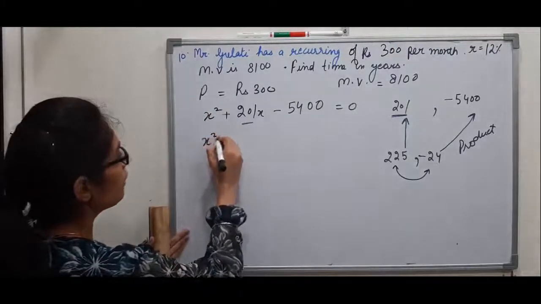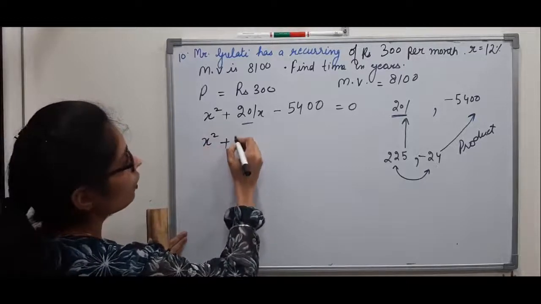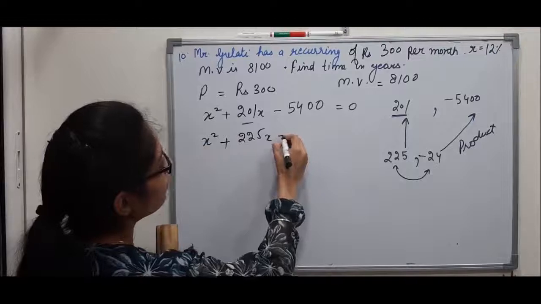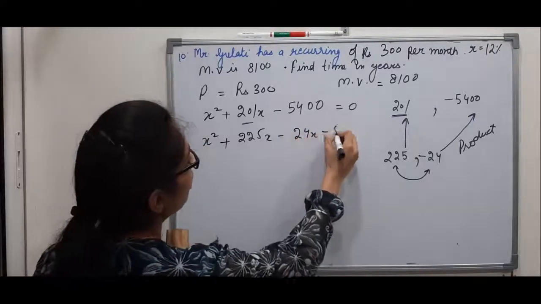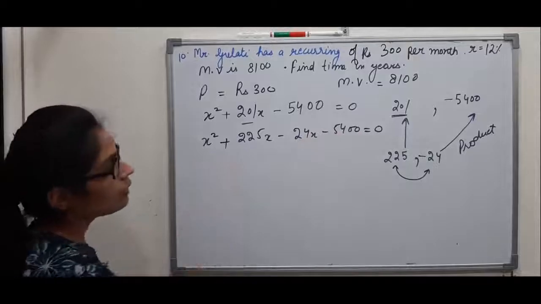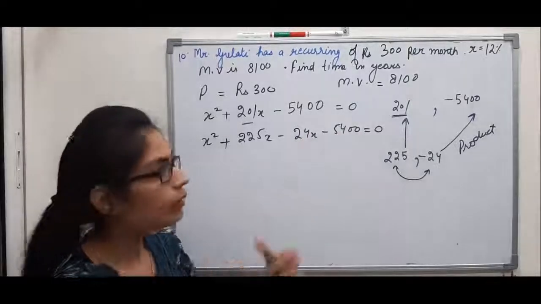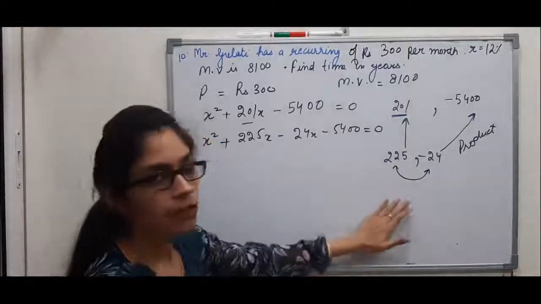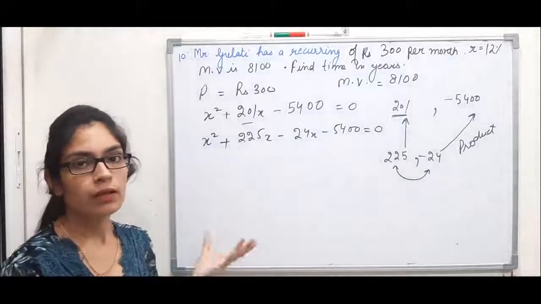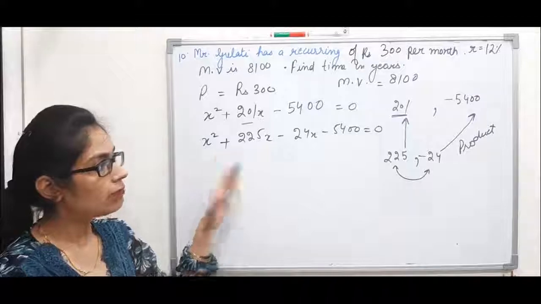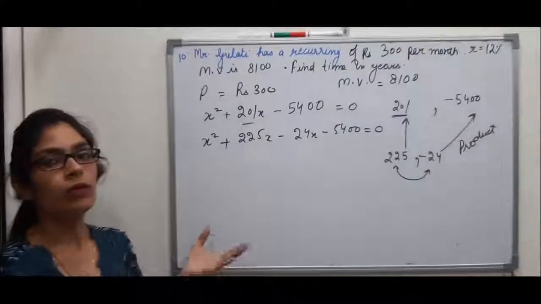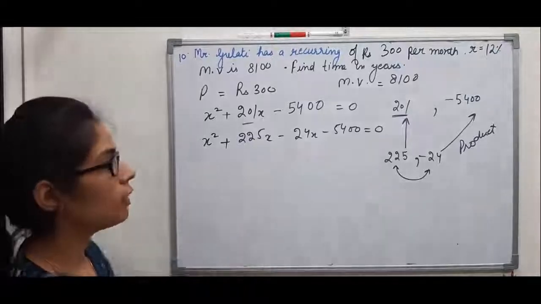So x square plus 225x minus 24x minus 5400 is equal to 0. And if you still have any doubt in the factorization, if you are not able to understand, please post a comment in the comment section. I will be more than happy to provide you more help on this sum.